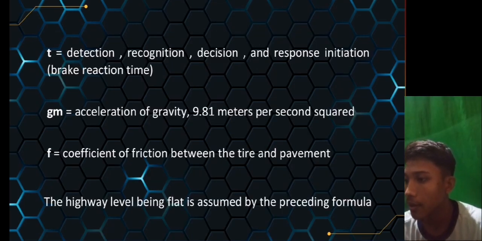T is detection, recognition, decision, and response initiation. g m is acceleration of gravity, 9.80 meter per second squared. F is the coefficient of friction between the tire and pavement. The highway level being flat is assumed by the preceding formula.